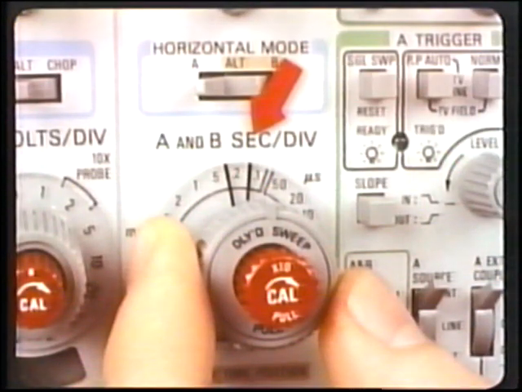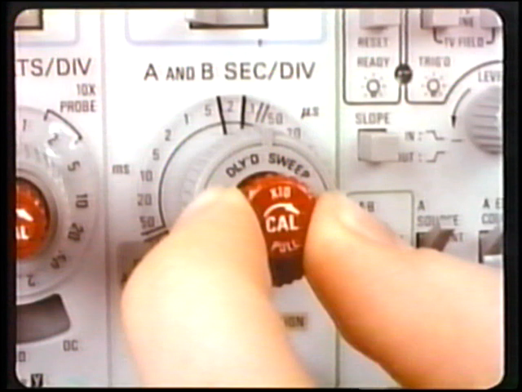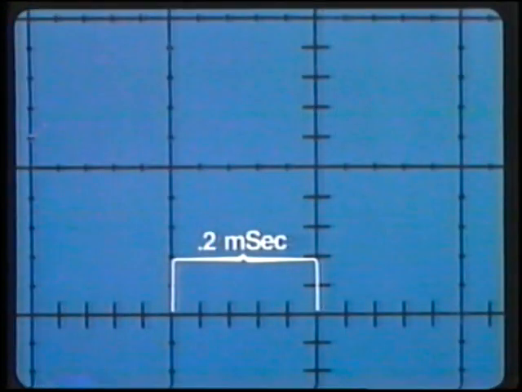First, set the horizontal mode switch in the third block to the A position. Then, set the A seconds per division selector to 0.2 milliseconds. Next, rotate the red A seconds per division variable control fully clockwise until you feel it click. Also, make sure the control is pushed into the ×1 position. The horizontal time base is now in the calibrated mode. When the variable control is pulled out, it will magnify the horizontal time base by a factor of 10. Now, each horizontal division of the graticule is defined as having a time base of 0.2 milliseconds.